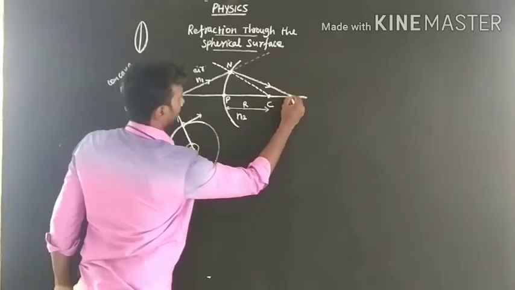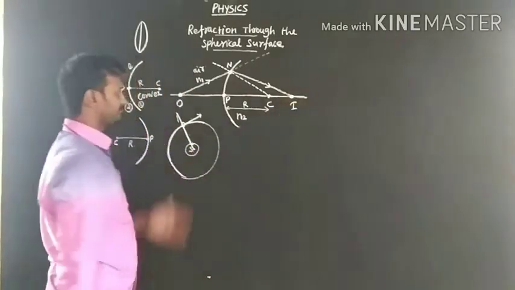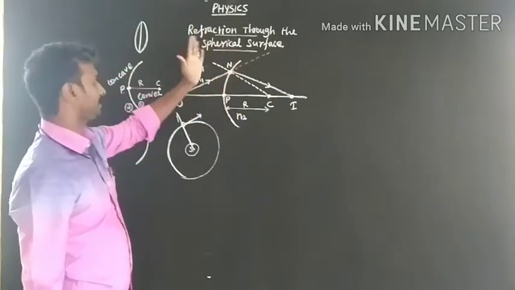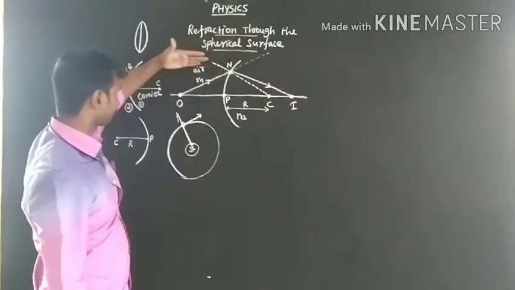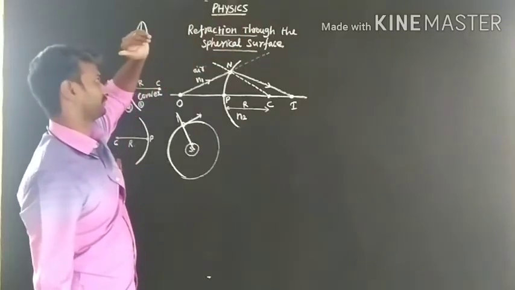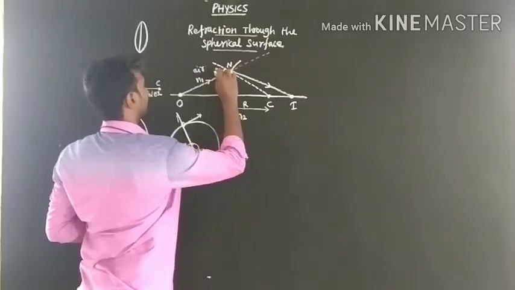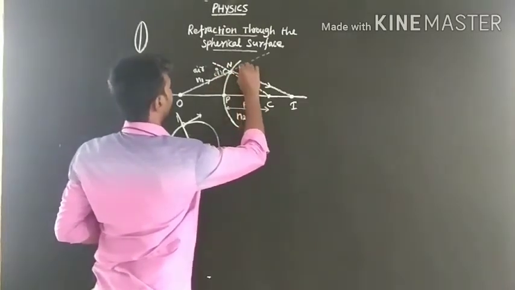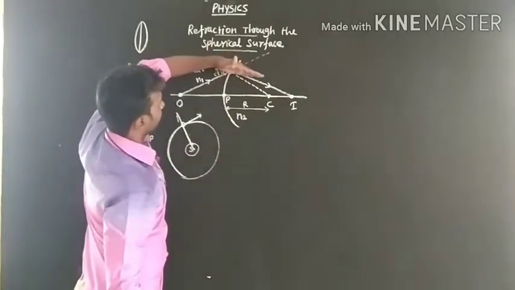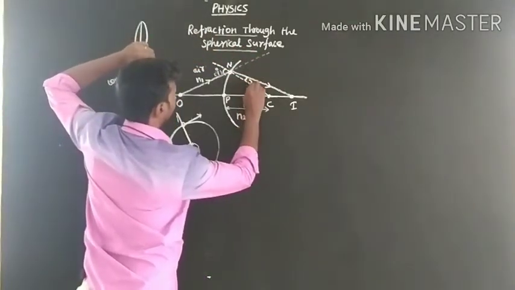And finally, it forms an image at a point I on the principal axis. Suppose the light rays go from denser medium to the rarer medium, it moves away from the normal line. But here, rarer to denser, it moves towards the normal line. So this is angle of incidence I, and this is a refracted ray. Because this is a normal line, the light ray moves towards the normal line. So this is angle of refraction.